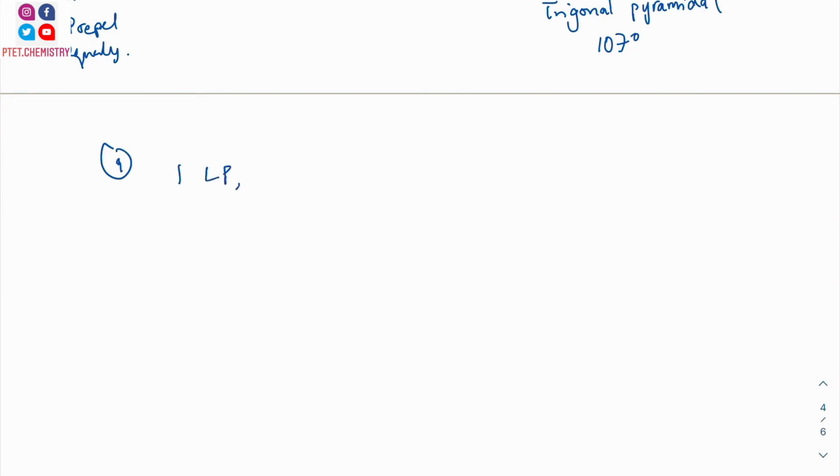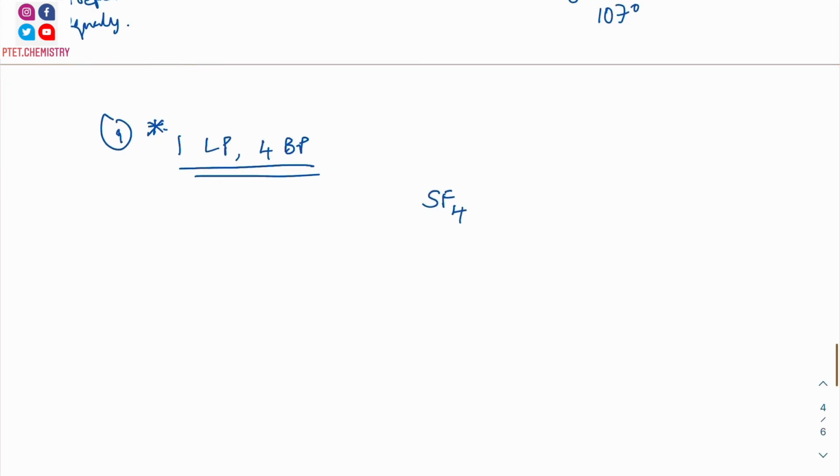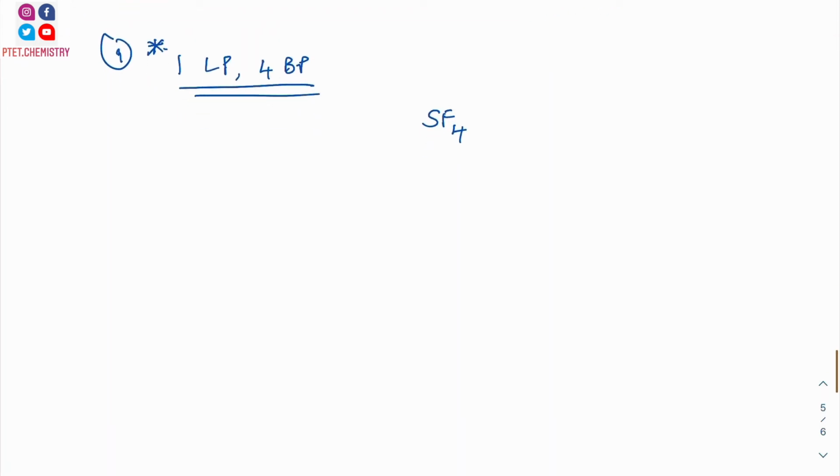One lone pair and four bond pair. Okay, this is not in every single A-level syllabus. However, when they ask you, what is SF4? This is something that will trick a lot of people. The SF4 geometry is actually looking like this. It is what we call a seesaw. It's like a seesaw. You could also imagine it looking like this.